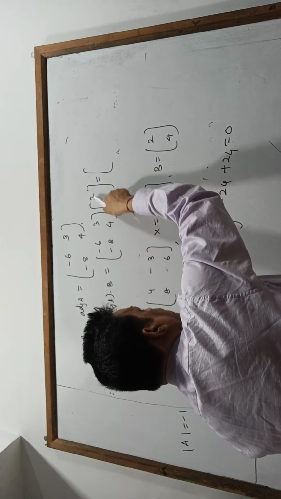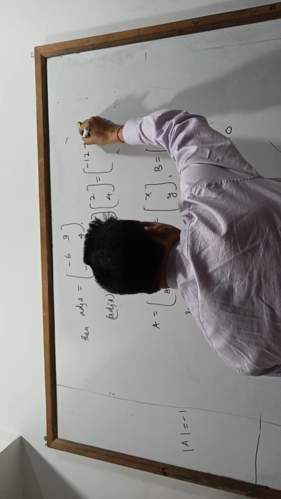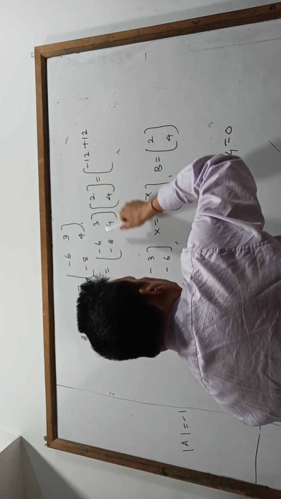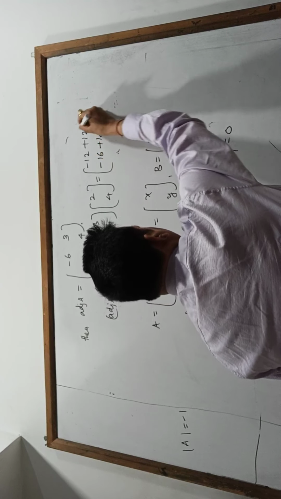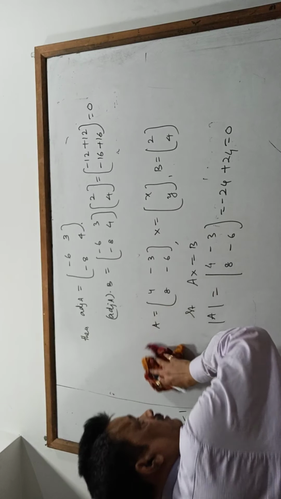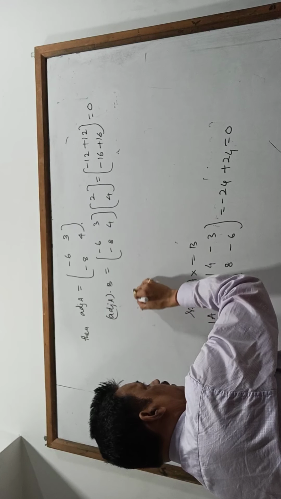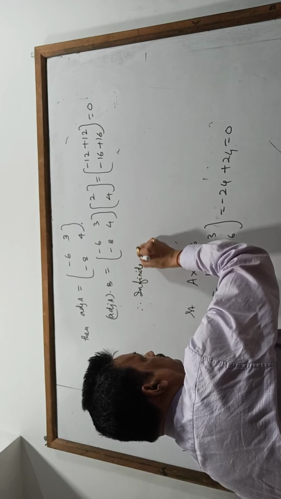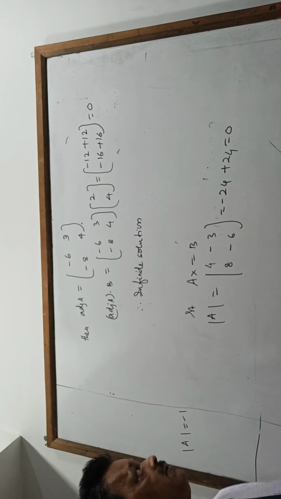Now minus 6 into 2 is minus 12. 3 into 4 is plus 12. Minus 8 into 2 is minus 16, plus 16. Here you got 0. If it is 0, then many solutions. Infinite solutions. So infinite solution, how to find?